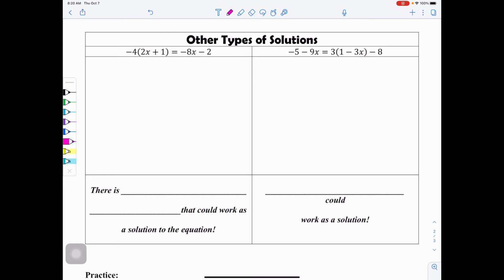Okay, in our first equation here, I see distributive property. So that should have been negative 8x and then minus 4.